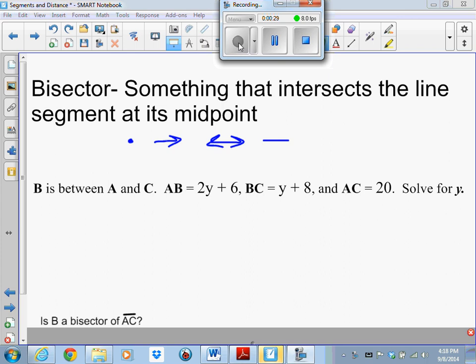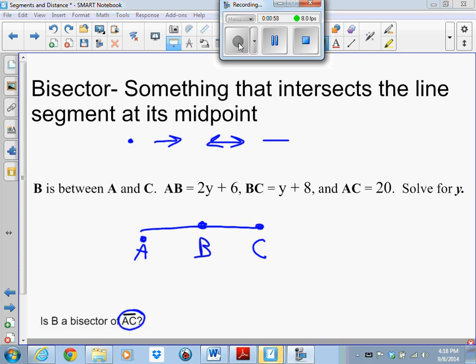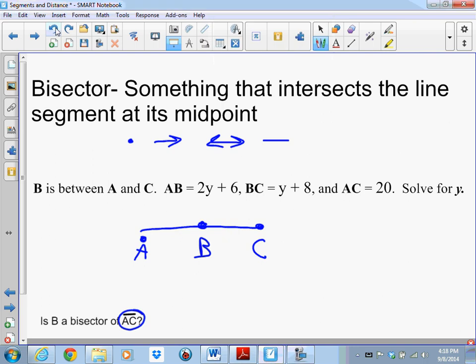All right, so here we have this problem. B is between A and C. So we're drawing a line segment. A is here, C is here, and B is somewhere in the middle. If you look down at the bottom, it wants to know, is B a bisector of line segment AC? That's what we're looking for. If it crosses at its midpoint, then AB is going to be congruent to BC, but we're not sure of that yet.